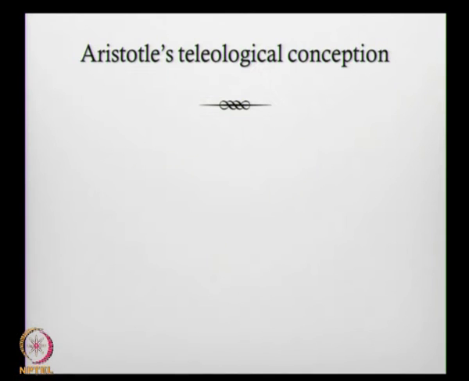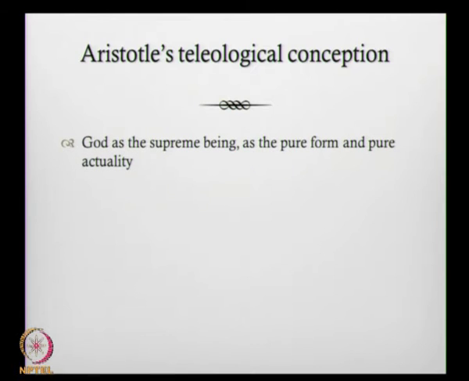So, to understand Aristotle's teleological conception, we need to understand all these things now. Now, we have one more very important metaphysical category called God. God as the supreme being, as the pure form and pure actuality. God is never changing. So, all changes in this universe presuppose something which never changes. Change presupposes permanence, that is the logic. Otherwise, how can you understand change? How can you explain change otherwise?